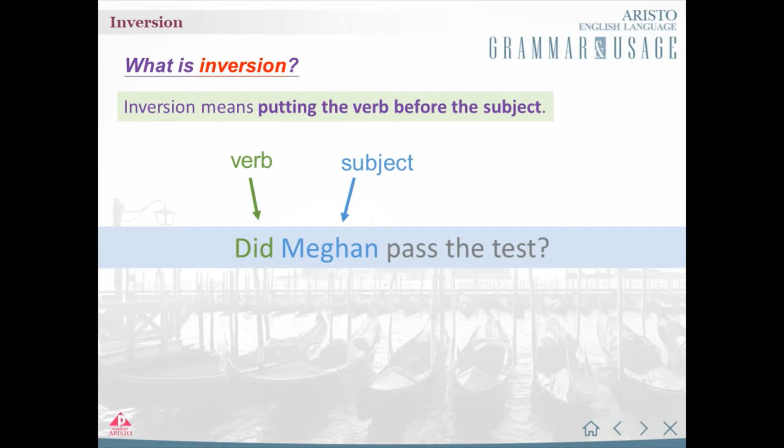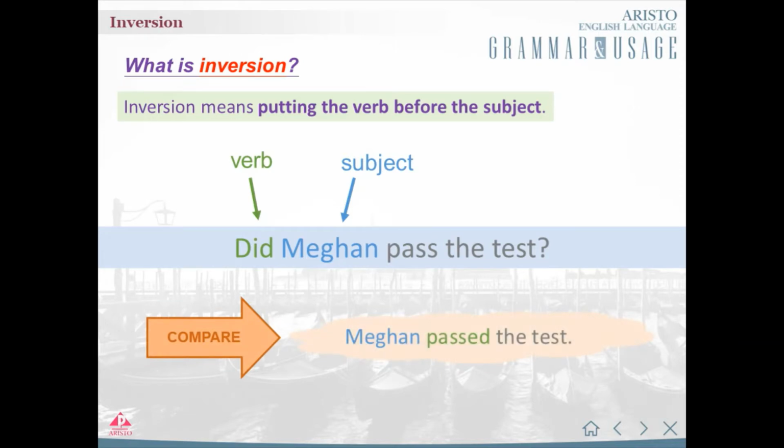One common way we use inversion is in questions and question tags. Compare the question to this sentence here. As you can see, the subject Megan comes before the verb past, so no inversion has been used.